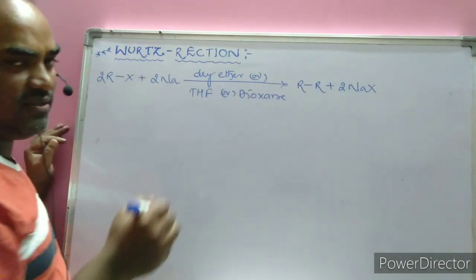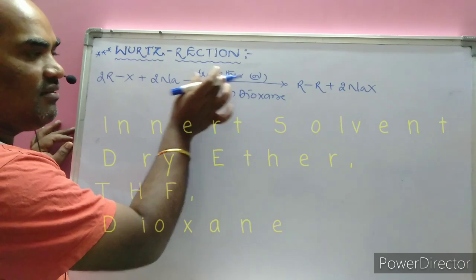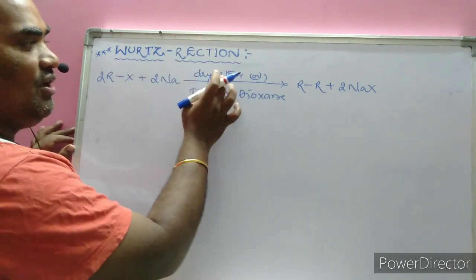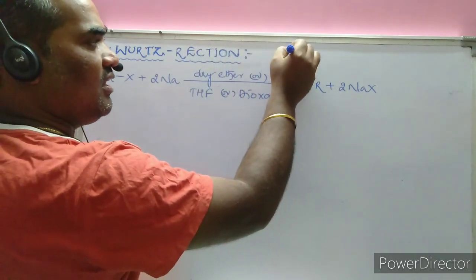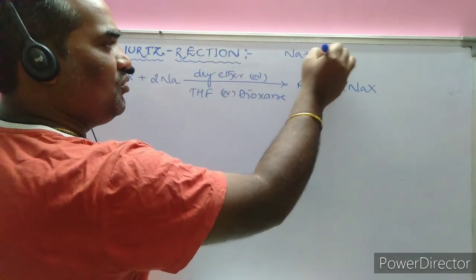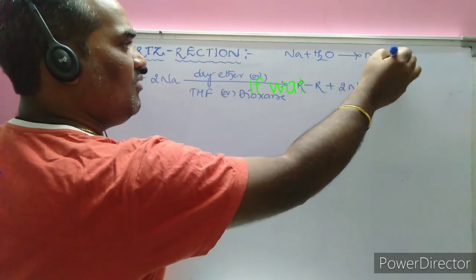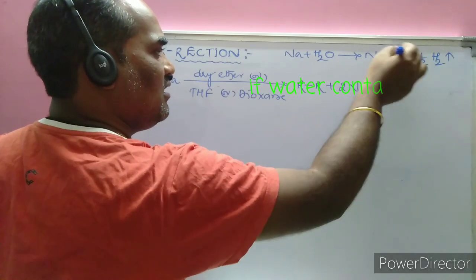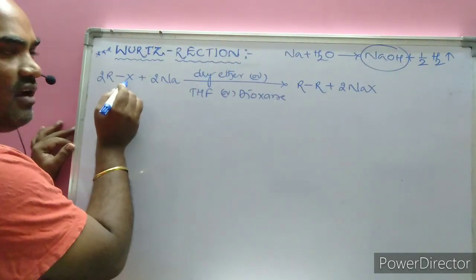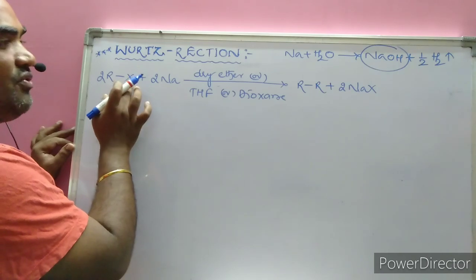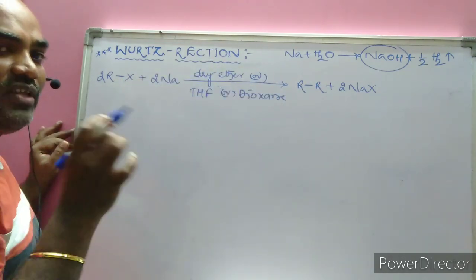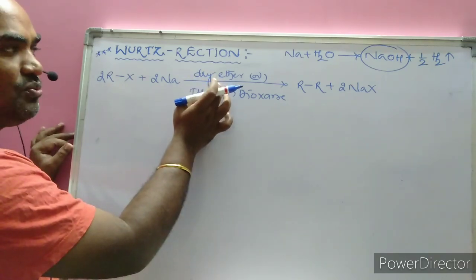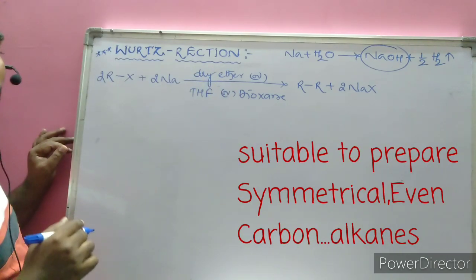This everyone can imagine. Why do we need to take dry ether? What will happen if wet ether is taken? If wet ether is taken, Na plus H2O forms NaOH with the liberation of hydrogen gas. This alkali undergoes a nucleophilic substitution reaction. Instead of the formation of the alkane, it leads to the formation of the alcohol. Hence, we must always take dry ether only.